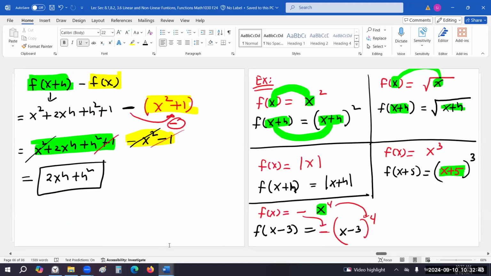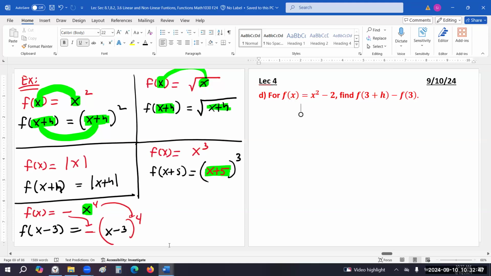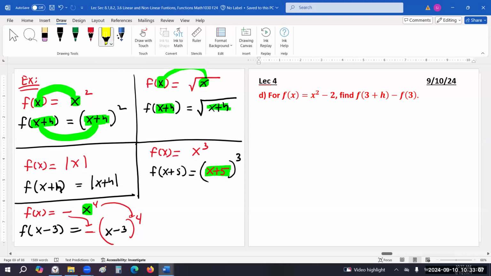Now today we are going to start with a very similar question. It says f of x is x squared minus 2. Now find f of 3 plus h minus f of 3. So we are going to do the exact same thing we did before. Our first step is figuring out f of 3 plus h. Then you're going to figure out f of 3. So we evaluate our function twice: once by replacing x with 3 plus h, another time by replacing x with 3. And then you subtract the second one from the first one.